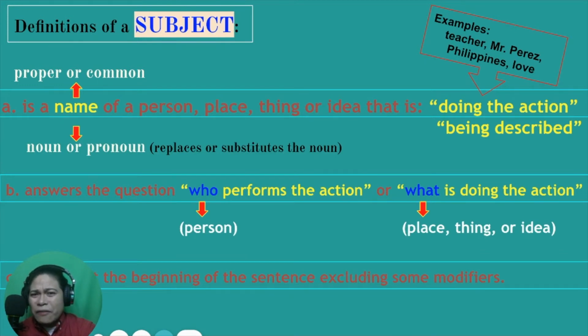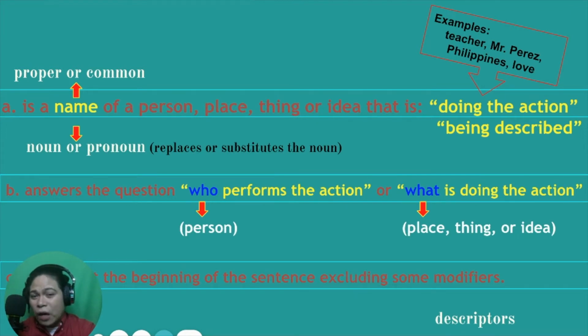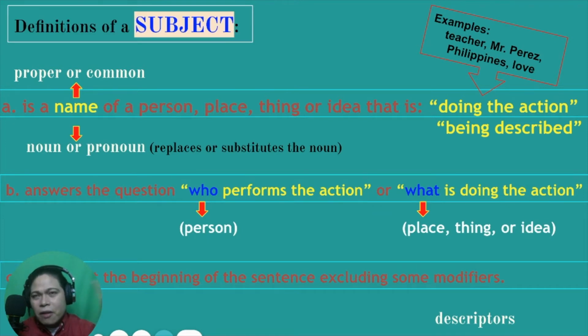And what are these modifiers? These are descriptors, or words that describe the subject. It can be a one-word descriptor, or two words, or a phrase or a clause. Okay, well, we'll be talking about those lessons as we go ahead.